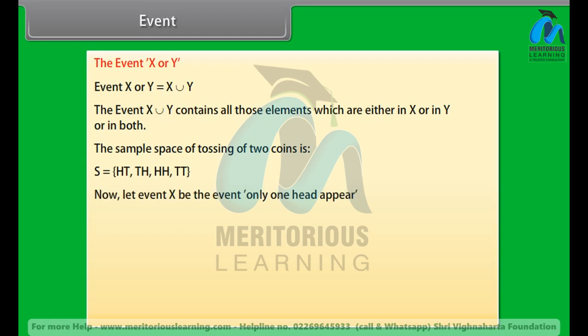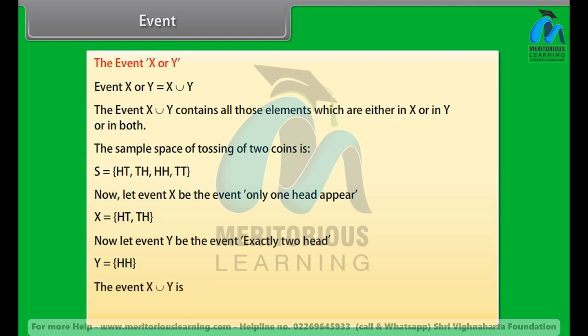Now let event X be the event only one head appears. X = {HT, TH}. Now let event Y be the event exactly 2 heads. Y = {HH}. The event X union Y is X union Y = {HT, TH, HH}.